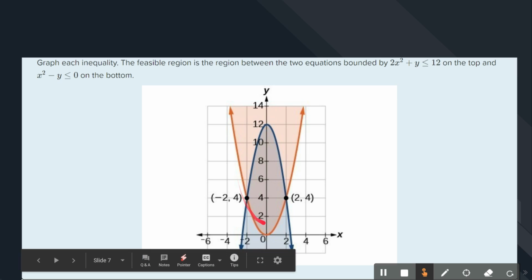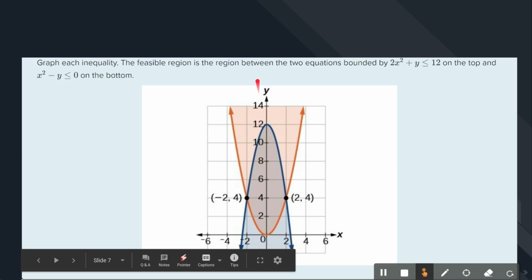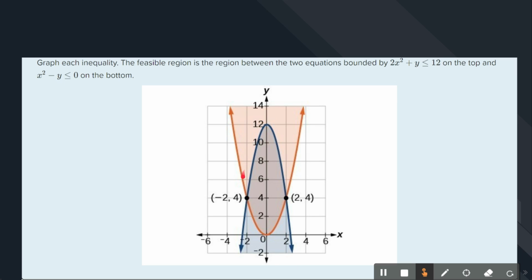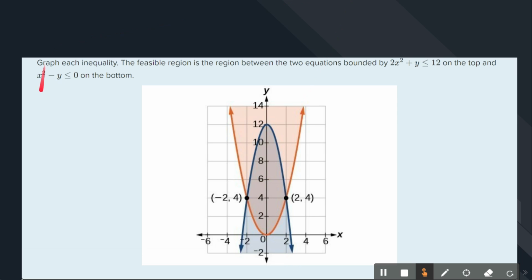And these two shaded regions form this sort of an ellipse, I think, right over here. Basically the figure I'm trying to sketch right over here. And that's the common region that contains points that satisfy both this inequality and this inequality.